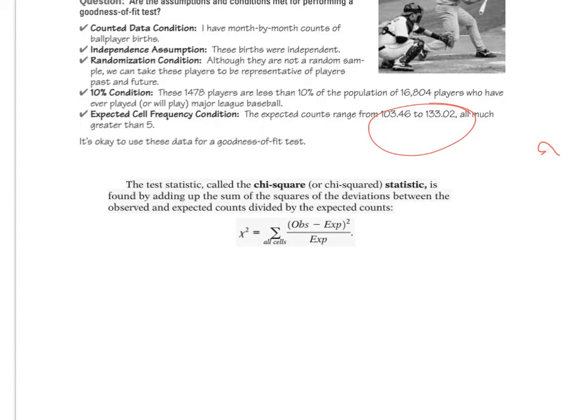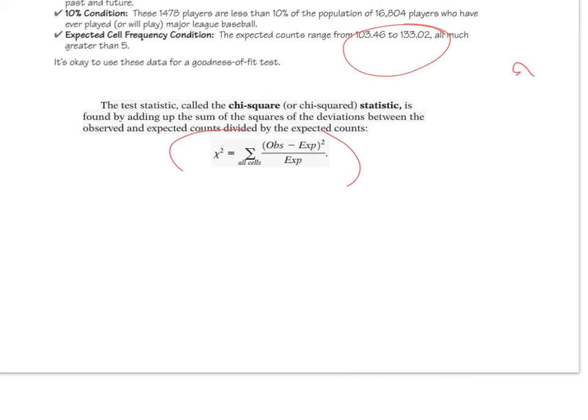So anyway, we've already done this. We've used this formula already. You can find the chi-squared by individually calculating your observed minus expected values, squaring them, dividing by expected, and then adding them all together. This is your test statistic. It's called the chi-square.